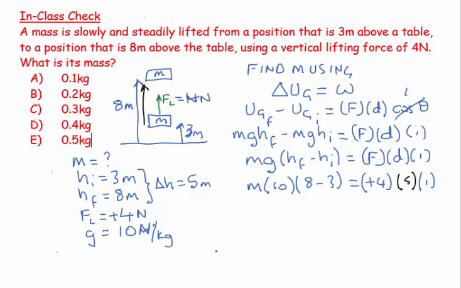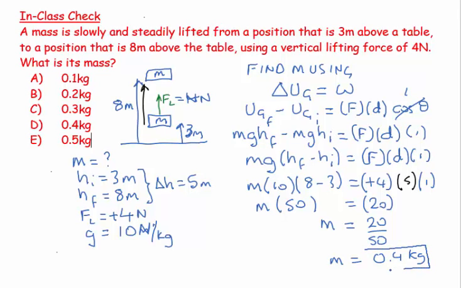times 1. So then I say m times 50 is equal to 20. So m is equal to 20 over 50. m is equal to 0.4 kilograms. And there it is, 0.4 kilograms. So there we have it.